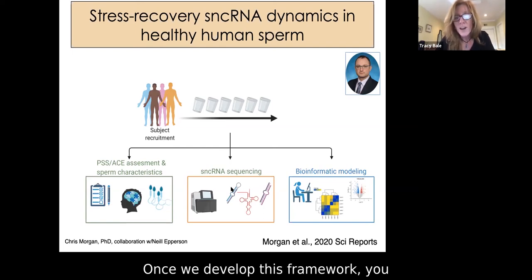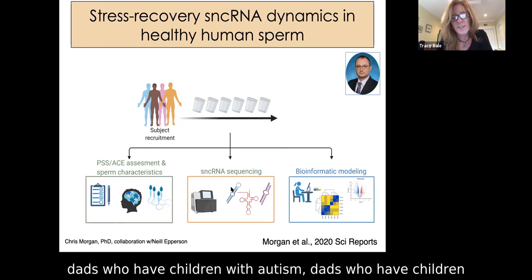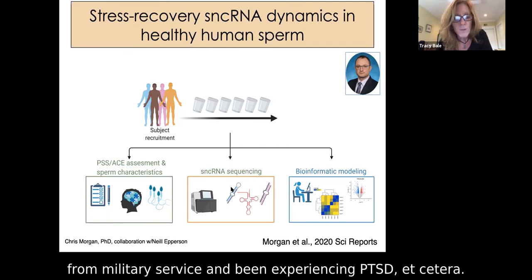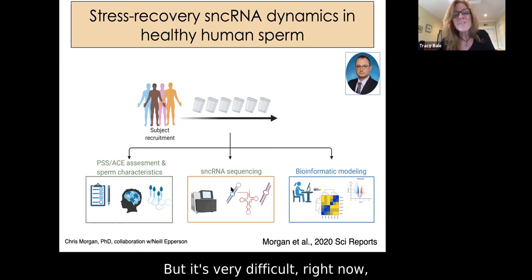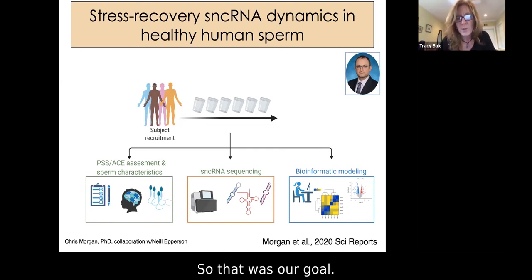Once we develop this framework, you would then be able to ask questions for any other interests that you had. For instance, dads who have children with autism, dads who have children with schizophrenia, dads who have come home from military service and been experiencing PTSD, etc. But it's very difficult right now to ask those questions because there is no normal framework to build upon. So that was our goal.